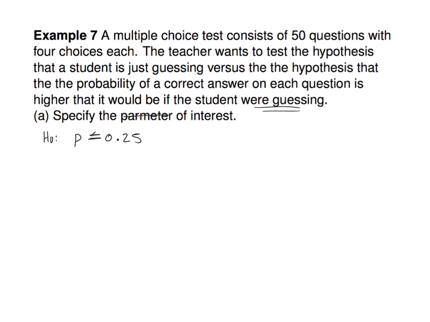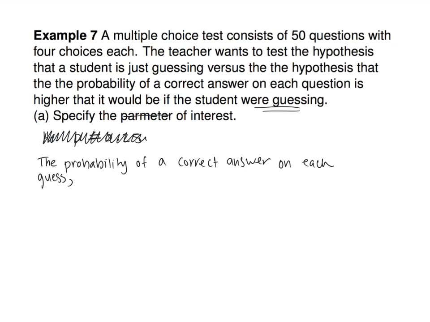Oh, whoops. Sorry, skipped ahead. The parameter is the probability of a correct answer on each guess. Or it is, how likely is it that a certain score is due to chance? This is a bit wishy-washy.